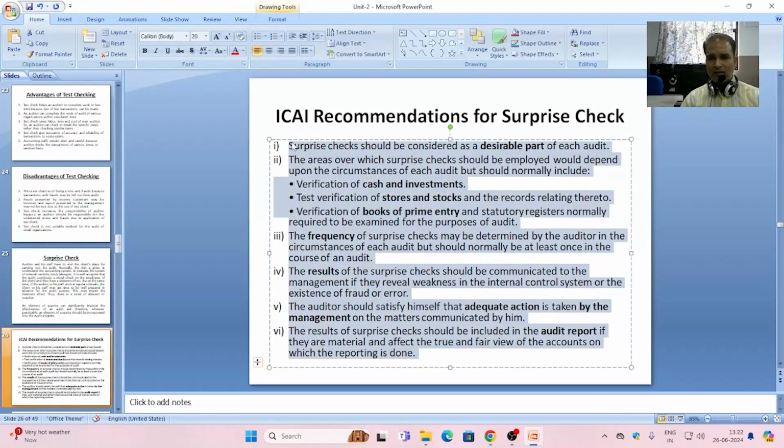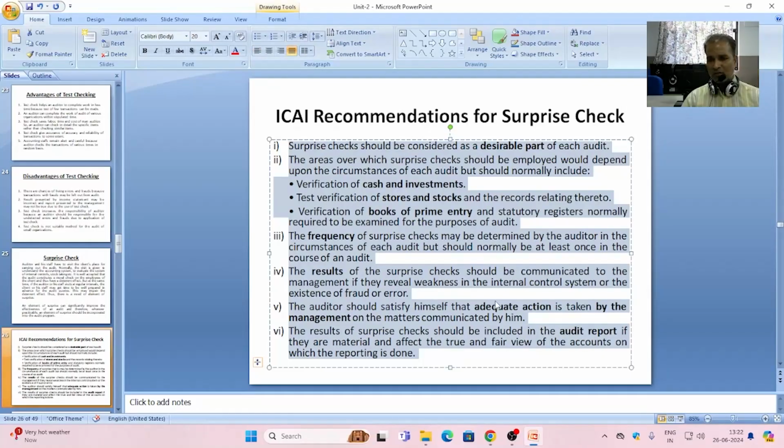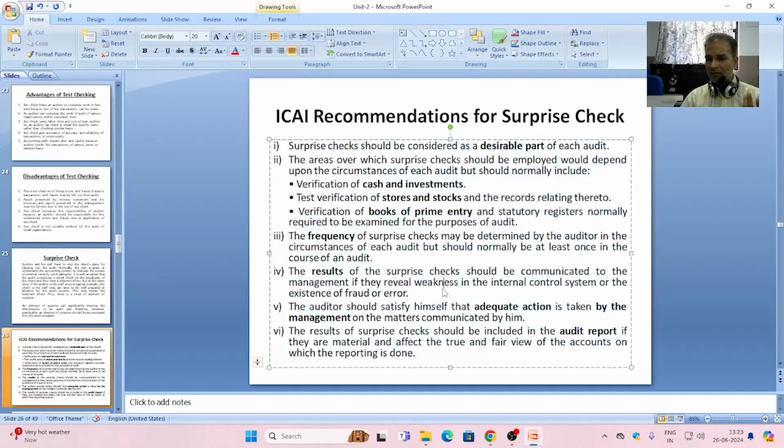It is recommended by ICAI that results of surprise check should be communicated to the management if they find weakness in the internal control system or the existence of fraud and error. Again, ICAI recommends that only communication of surprise check result is not enough. The auditor must also be satisfied that adequate action is taken by the management on the matters communicated.